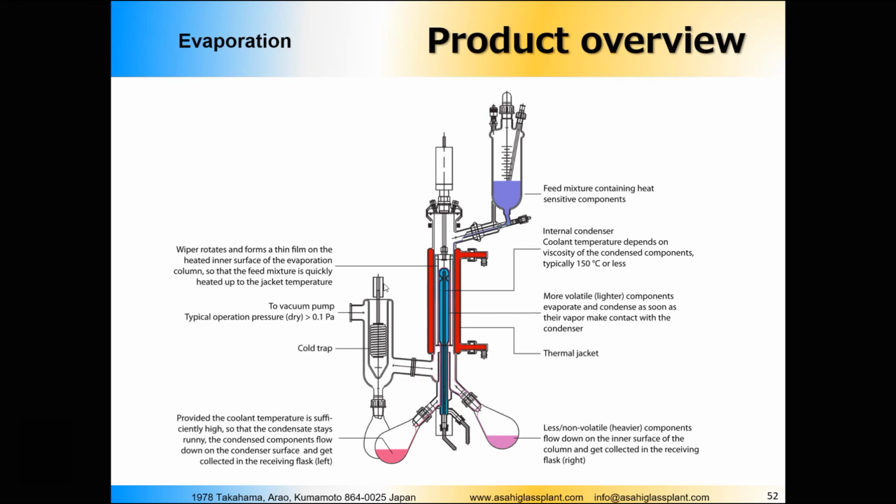So why do we need a higher vacuum? Because we're trying to operate the high boiling components, so we need a high vacuum in order to lower the boiling point of the components. As with a thin film evaporator, we can have a jacket here in order to operate viscous media, and that's the advantage.